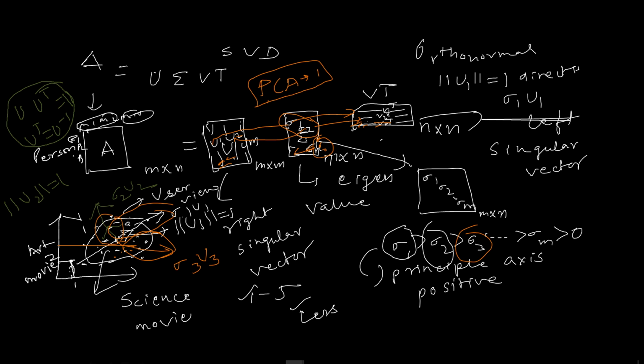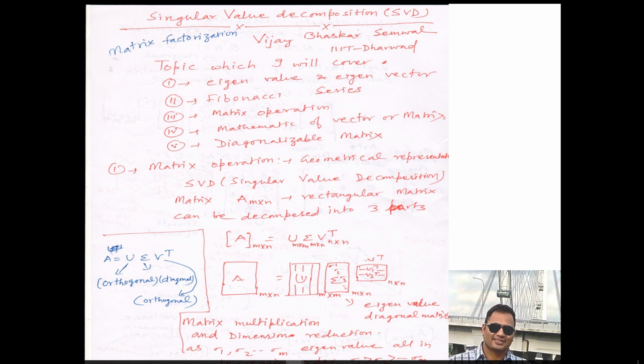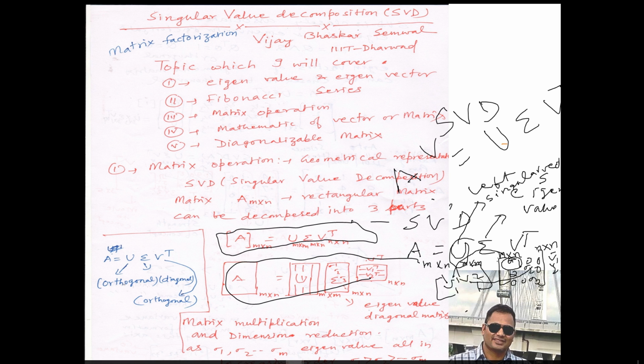This I already described. Now I will tell one small thing which I missed telling you at that time. U is telling rotation, which I will cover later. Just understand that sigma is stretching, and this is again rotation.